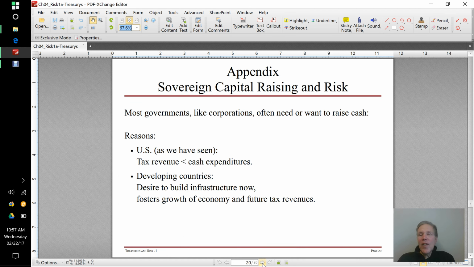So the next thing in this chapter is an appendix on sovereign capital raising and risk. I am not going to cover this, and you are not responsible for that. However, it's kind of interesting. So if you care deeply about capital markets in general, you're thinking about going into real estate finance, you might want to take a look at this and the accompanying text in the Introduction to Business Finance textbook.